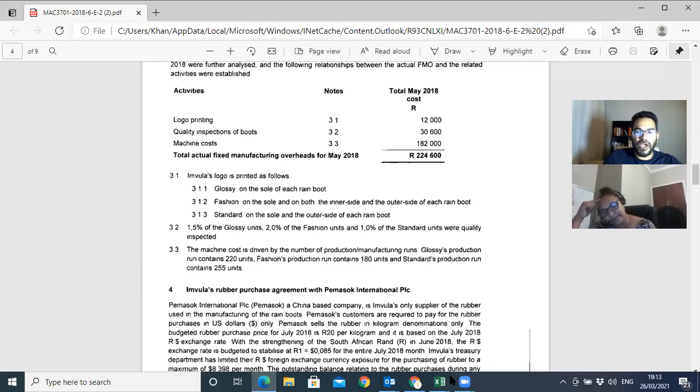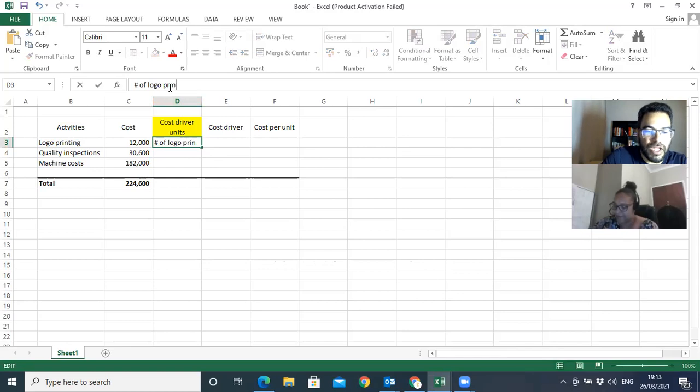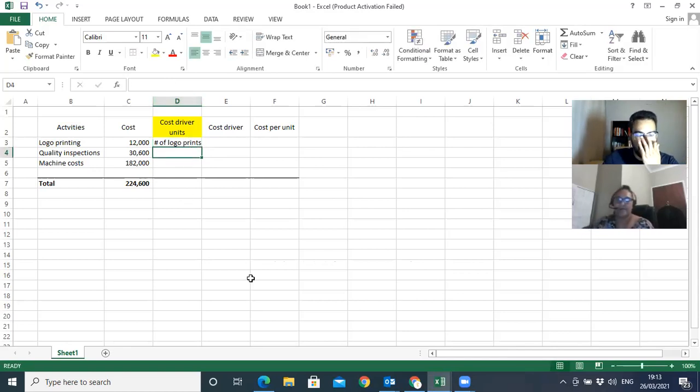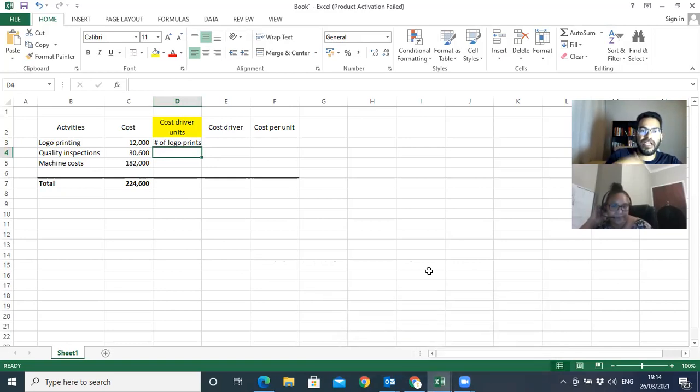So now I will plug in over here and say, just to remind myself, this is number of logos. If you don't put it here, you're going to have to tell them in your workings. Because when you use the number of logo prints, you need to tell them I'm using number of logo prints. I'm just putting it over here so they know when I do my calculation, I'm using number of logo prints.